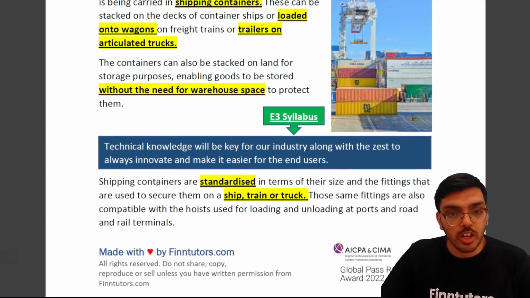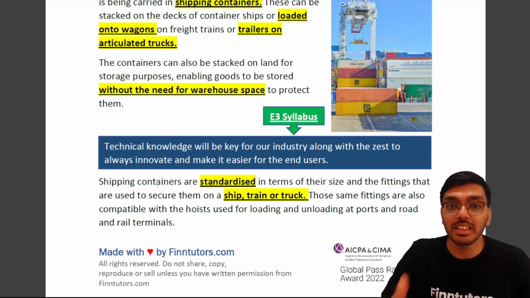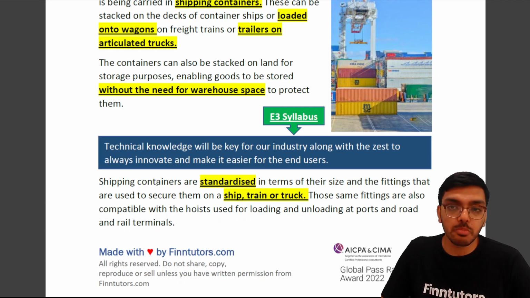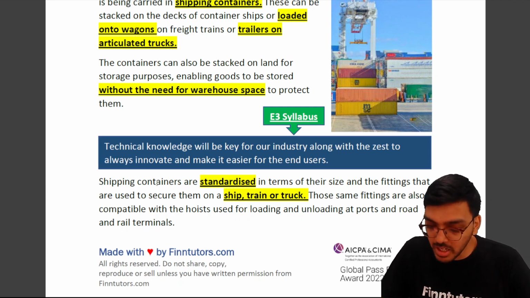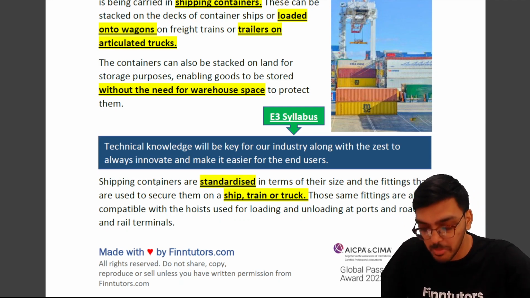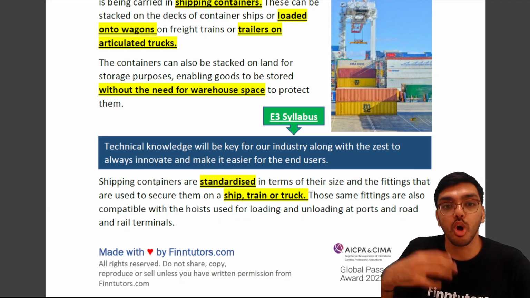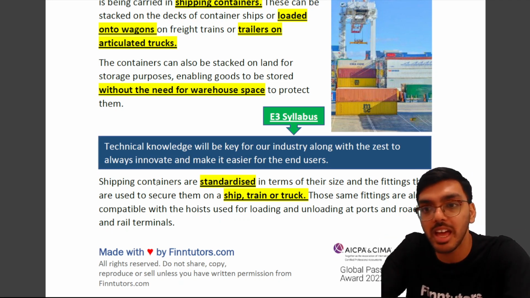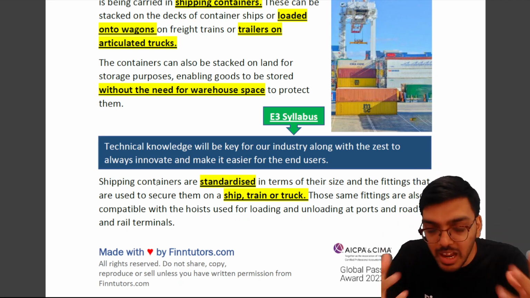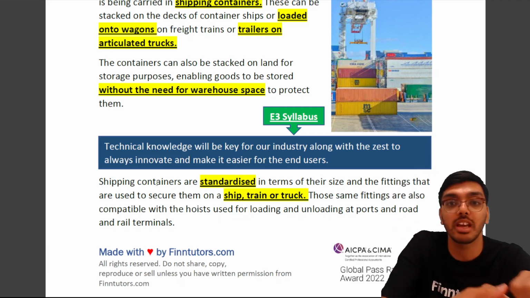So technical knowledge will be key for our industry, along with the zest to always innovate and make it easier for end users. So how are we providing these services to make this process easier for my customers, for my clients, where I'm giving them a better service, where I'm giving them a better process of managing their logistics? I will have to have the technical knowledge of how intermodal transport works efficiently.